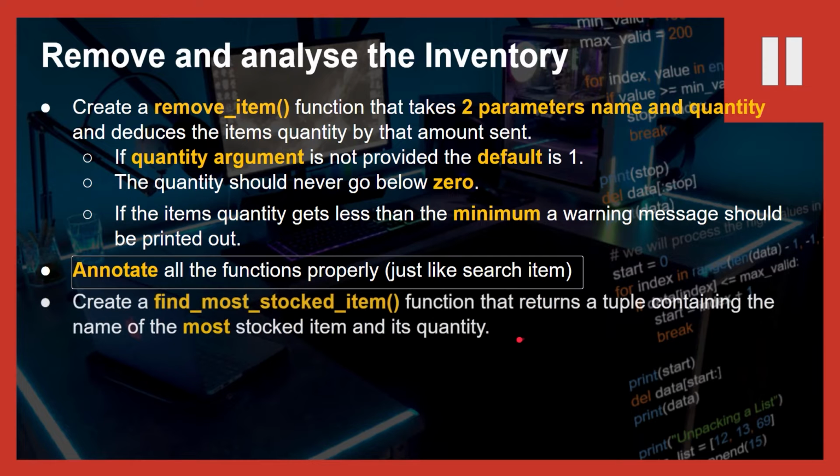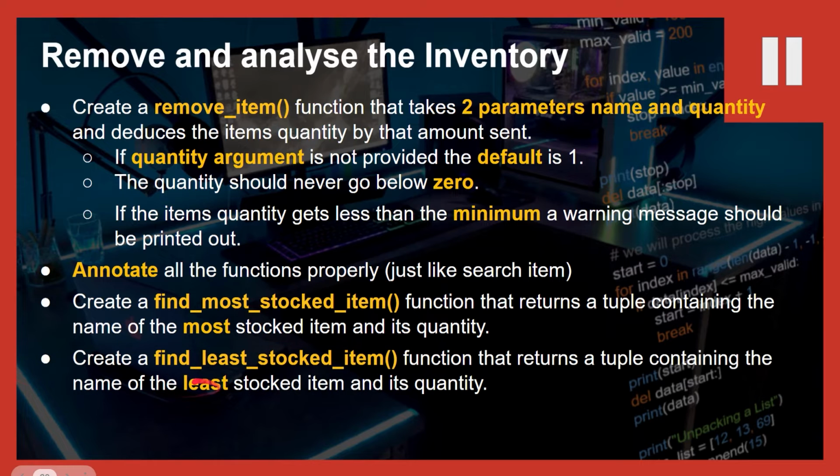Next, you'll need to annotate all the functions properly, just like I did with the search item function. Create a find most stocked item function that returns a tuple containing the name of the most stocked item and its quantity. And you also need to annotate this. So this is a very, very nice challenge where you have to think of, how do I annotate? How do I tell someone that this returns a tuple containing the name and the quantity? Very nice. Create a find the least stocked item function that returns a tuple containing the name of the least stocked item and its quantity.